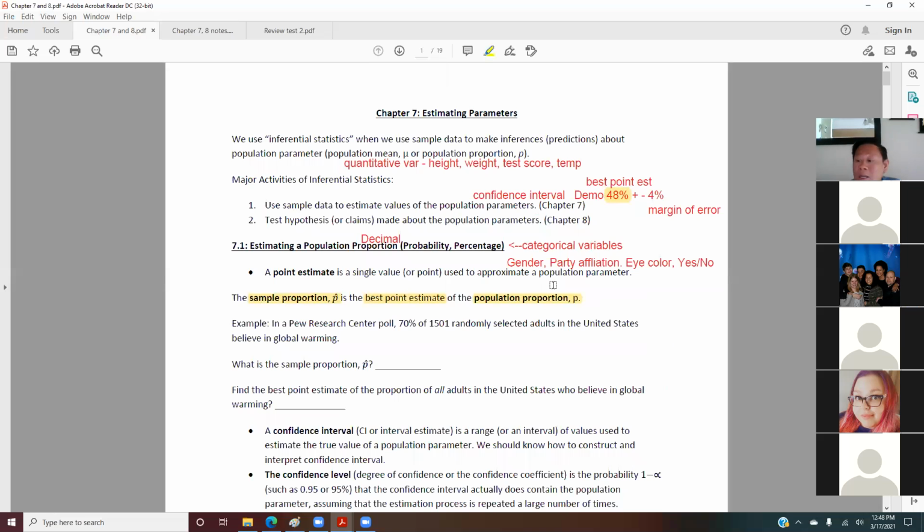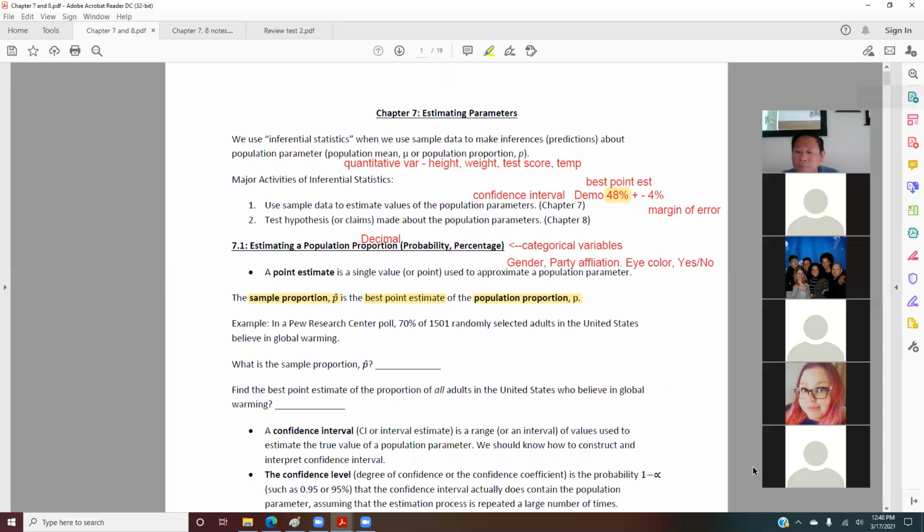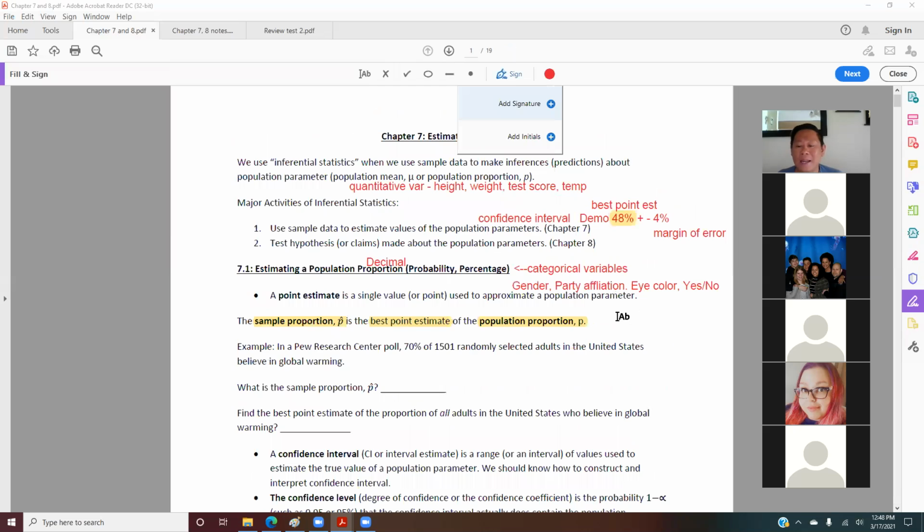For example, if I ask this class, how do we find this best point estimate for Democrat for this class? I just ask you guys, how many of you are Democrat? Let's say in this class I have 25 students, and out of these 25 students, let's say 18 of you are Democrat. Okay, so that's an example.